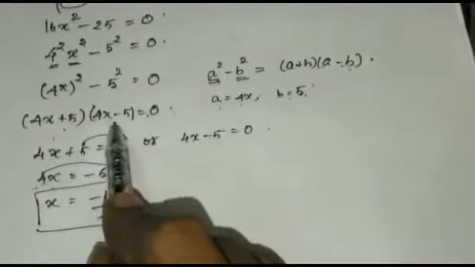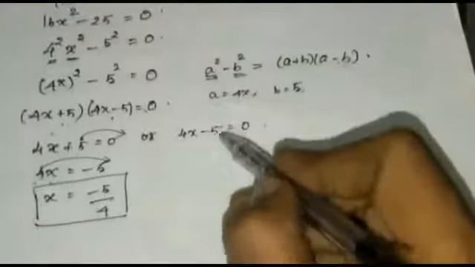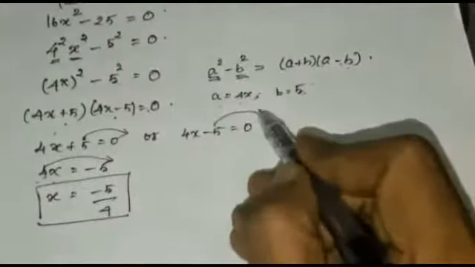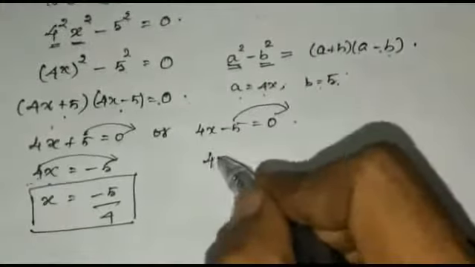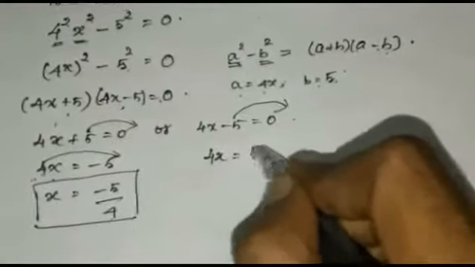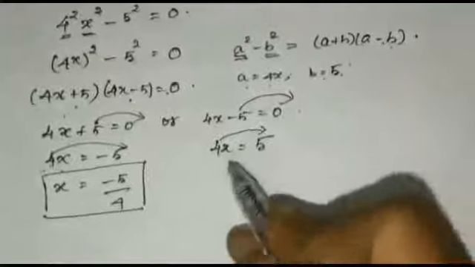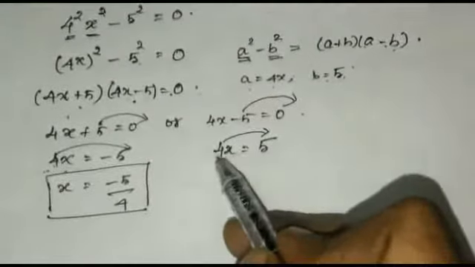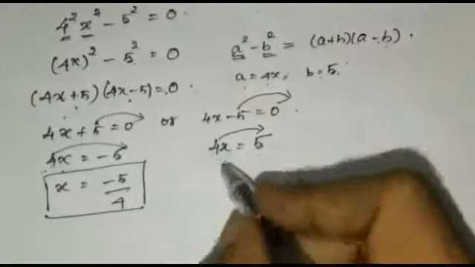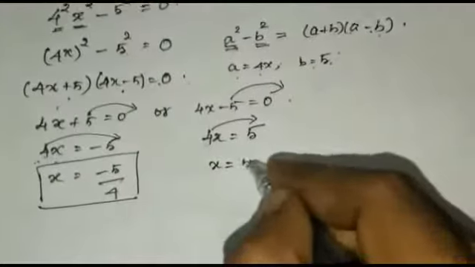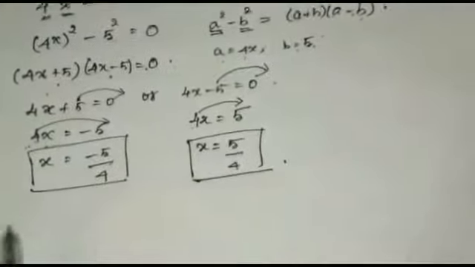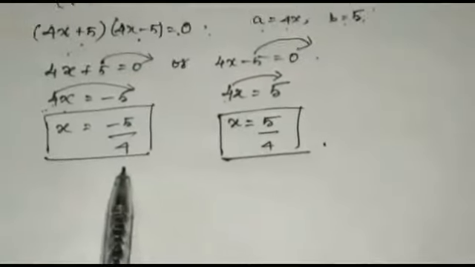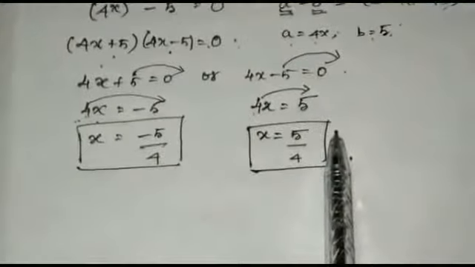The other one is here, 4x minus 5. Again here also do the same. Transpose your minus 5 to this side and minus 5 will become plus. So 4x is equal to 5. Then you transpose 4 to this side, and 4 along with x is in the form of product, so it will become division, 5 by 4. So one value we have reached is minus 5 by 4 and another is 5 by 4.